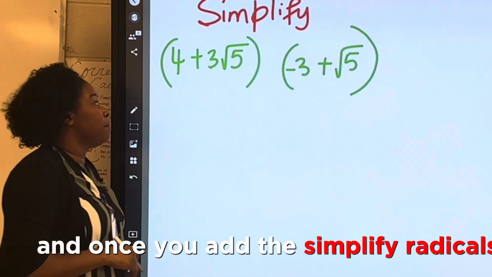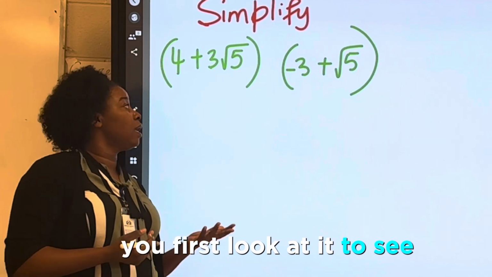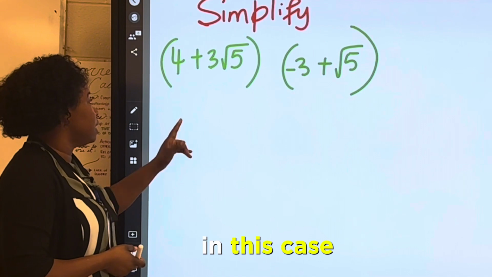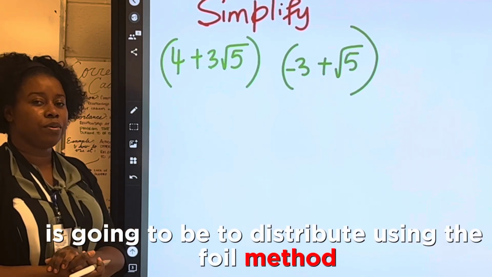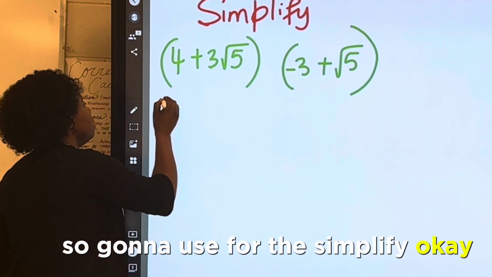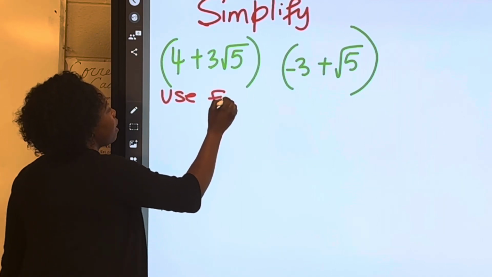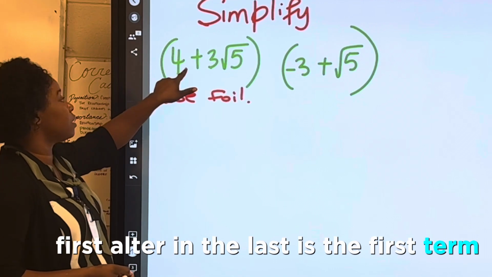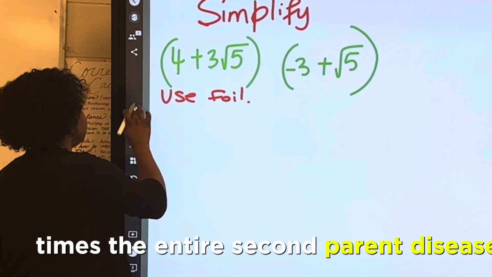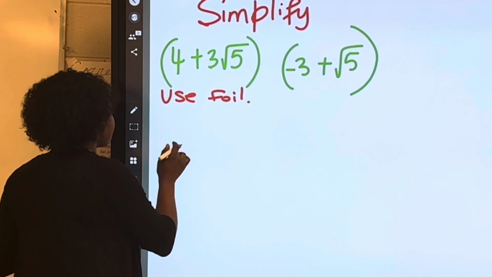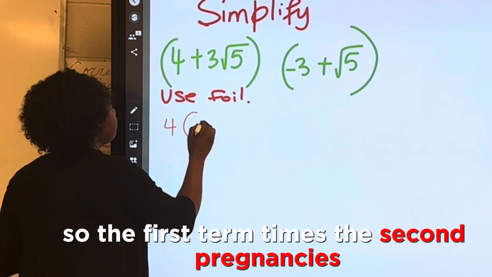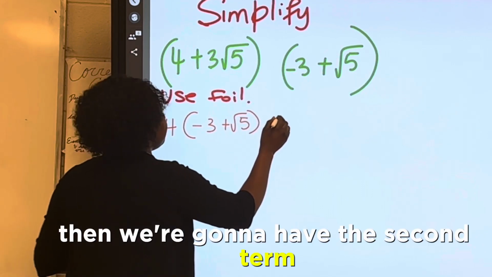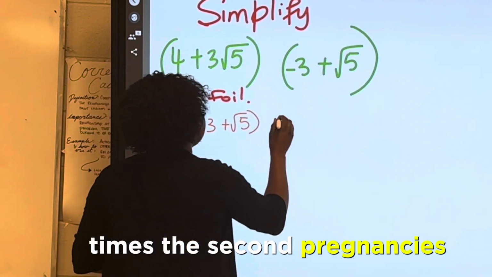And once you're asked to simplify radicals, you first look at it to see what is asking you to do, like what operation needs to be done on it. In this case, it's going to be to distribute using the FOIL method. So we're going to use FOIL to simplify, okay? So from here, we know first, outer, inner, last is the first term times the entire second parentheses. So the first term times the second parentheses. Then we're going to have the second term times the second parentheses.